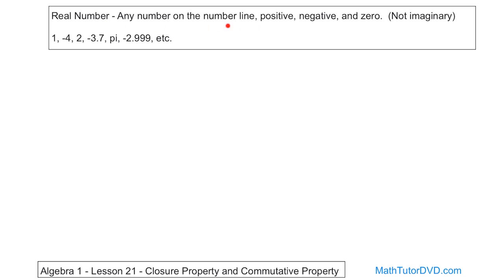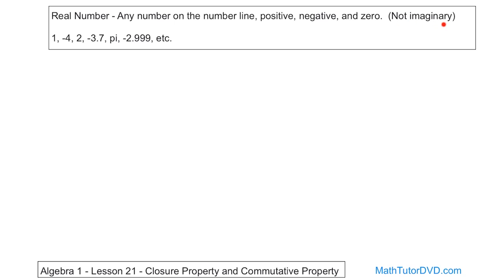Any number on the number line. I'll draw a picture in a second for you here, but basically it's the numbers that go positive off to the right and then also go negative off to the left. Any number on the number line, positive, negative, and 0. So basically it's any number you can possibly think of, except imaginary numbers.